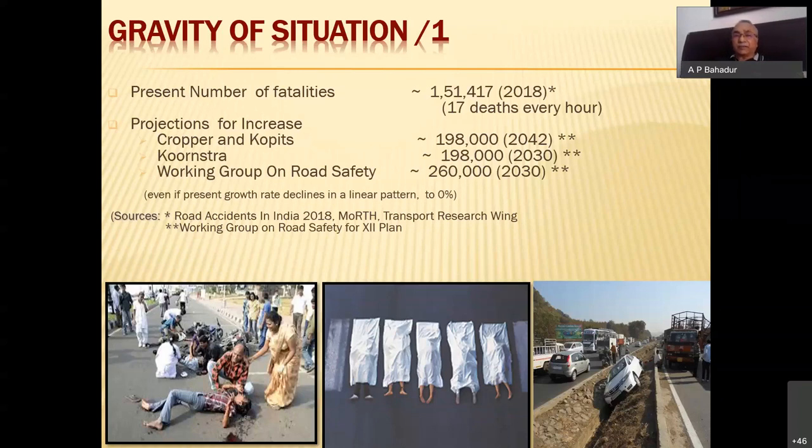Many researchers have shown, and even the working group on road safety by the government itself has assessed, that if the situation is allowed to continue like this, the fatalities by the year 2030 could be 2,60,000. And even at present, the World Bank and other institutions are assessing that the figure of 151 is too much on the lower side. Actually, it may be of the order of 2,000. So that is the seriousness of the situation.